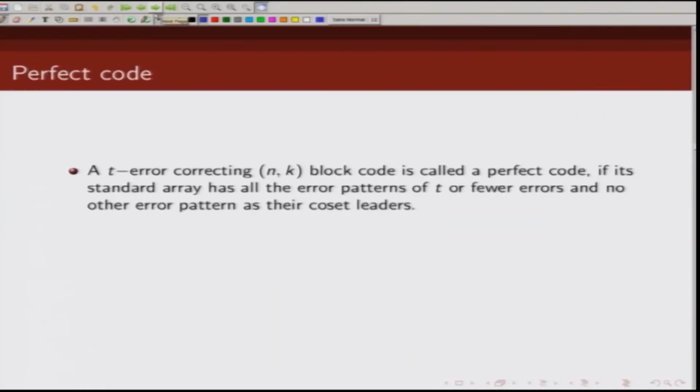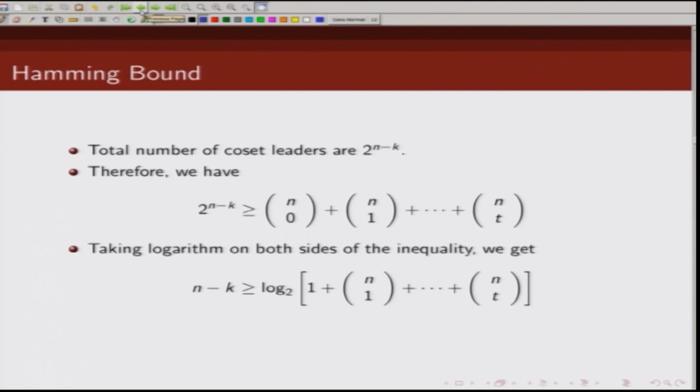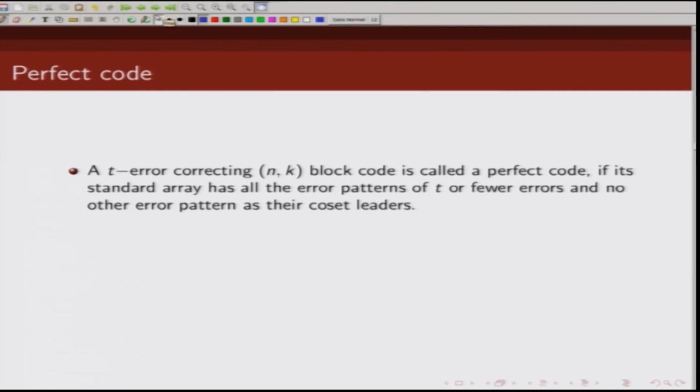Now, when is our Hamming bound satisfied with equality? Our Hamming bound will be satisfied with equality when all error patterns of weight up to T are coset leaders and no other error pattern is a coset leader. So, when this equation is satisfied, then this inequality is satisfied with equality, then we have Hamming bound satisfied with equality.